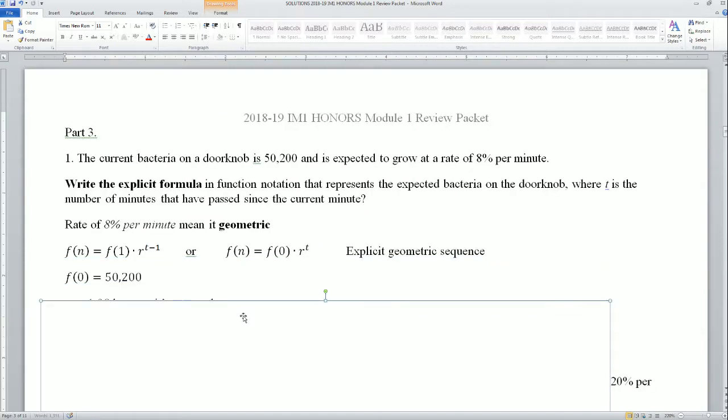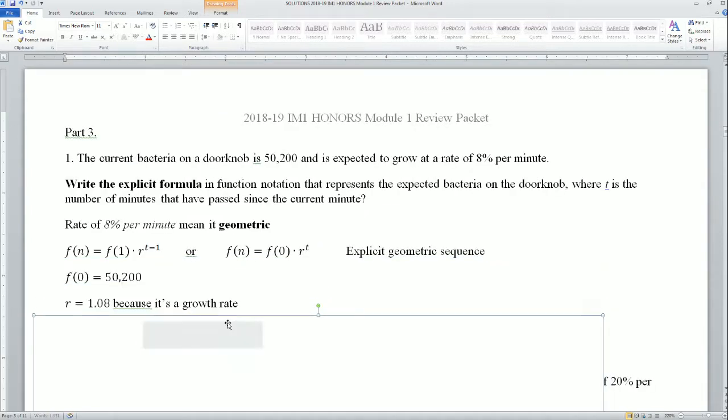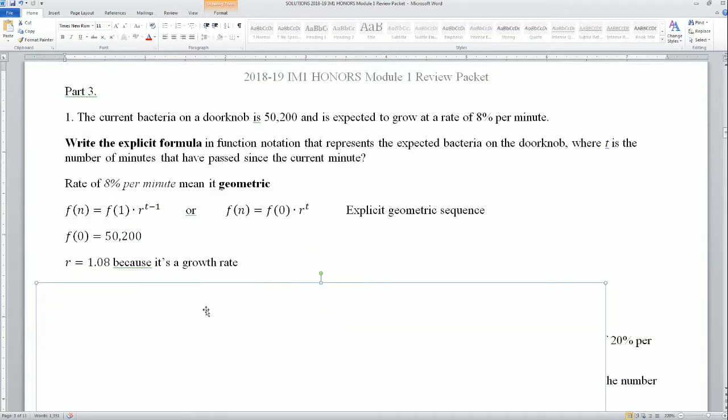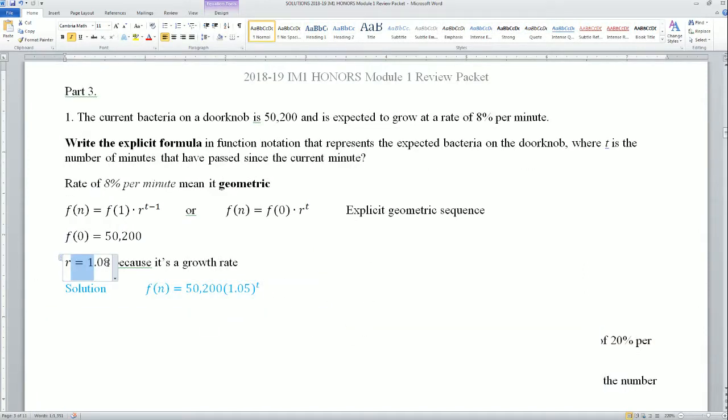So if I plug this into our geometric sequence, I get this. Okay. The r is going to be 1.08 because it is a growth rate, right? r has to be greater than 1 for it to grow, and it says it is a growth rate. Alright, so the explicit equation could look two ways. It could look like this way, which is the previous term times r to the power of t minus 1, or you could see it using the zero term, which is the 0th term times r to the power t. Okay, you can see it this way or this way.